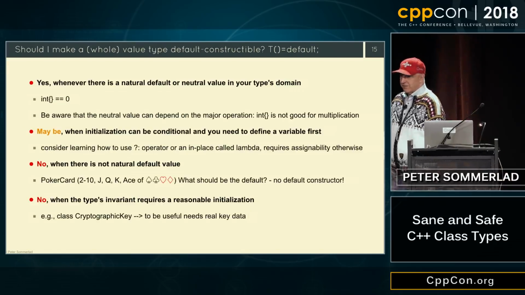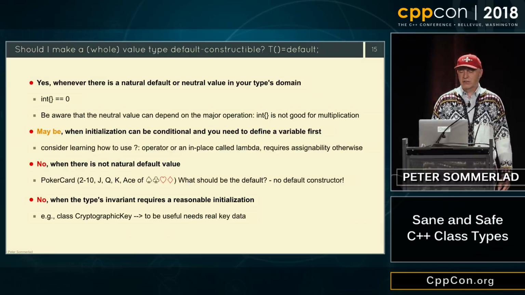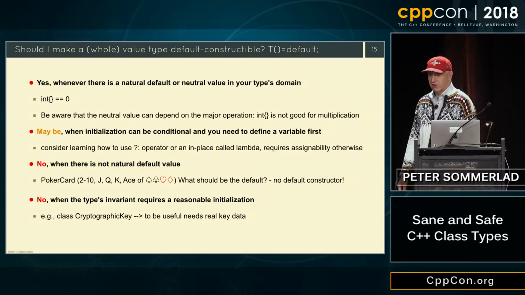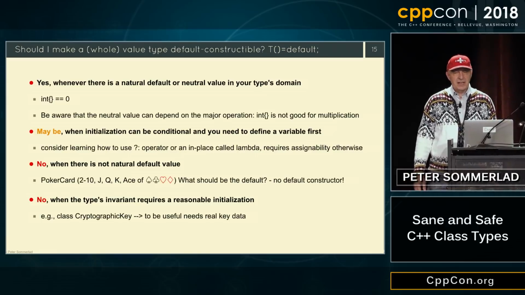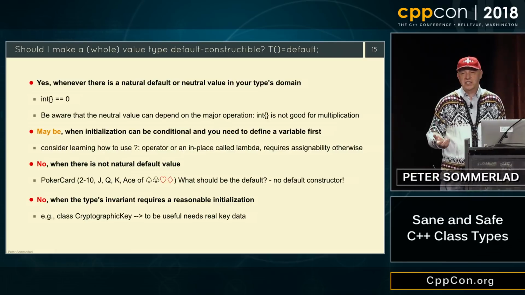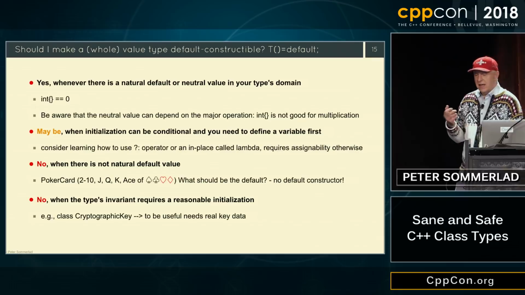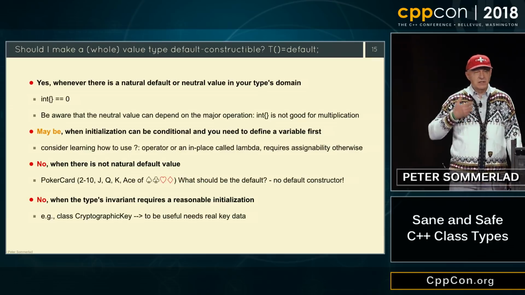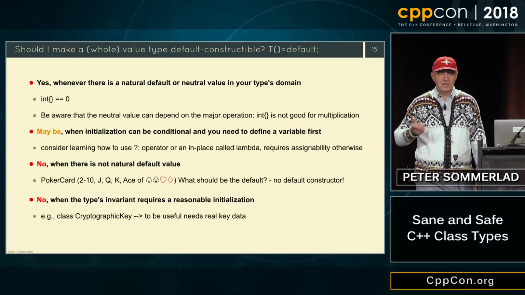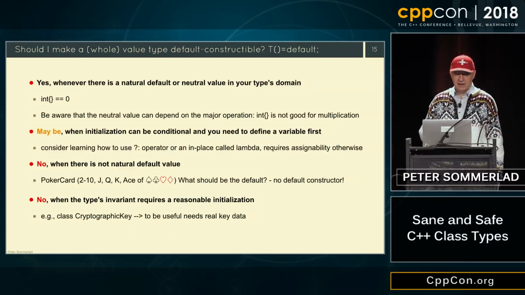Now, if I do my strong types and write everything in nice value type classes, should I make these value types default constructible by defaulting the default constructor, for example, or not defining a constructor at all? And my take is yes, if you have a natural default or neutral value in your type's domain. For integers, 0 is somehow the natural default value, which is okay-ish. But it depends on what the major operation is. If you use numbers for multiplication only, 0 might not be a very good default because then everything multiplies as 0 if you put that default value into the operation. So be aware of that.